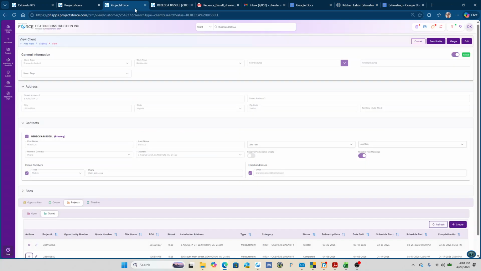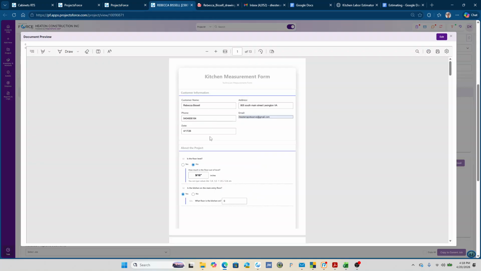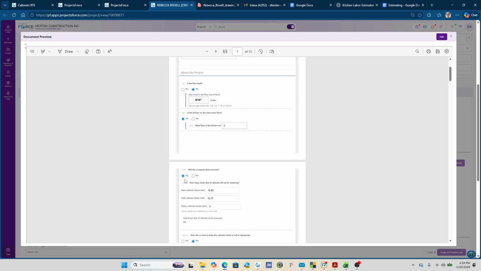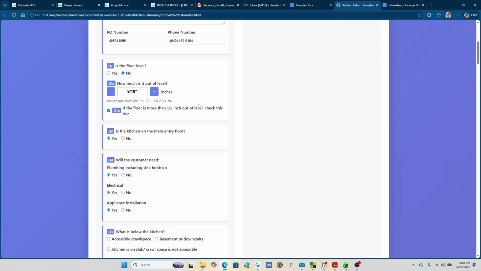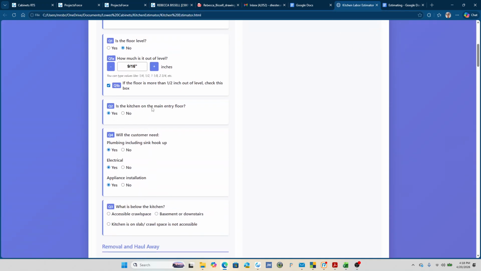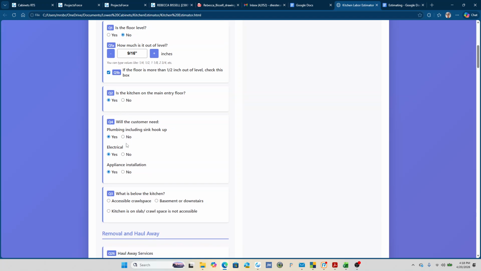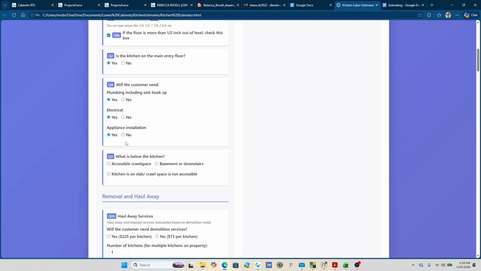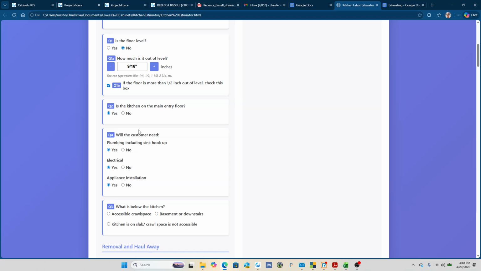All right, is the kitchen on the main entry level floor is next? Yes. Will he require demo services? Yes. So a lot of stuff now with the way we're doing this, the measure tech form is going to give you the answer to a lot of these questions when you're doing the estimate. So the kitchen is on the main. Will they need demo? So we plumbing, electrical. Where's the demo question? Yes, and we're going to just put yes in all these for now.